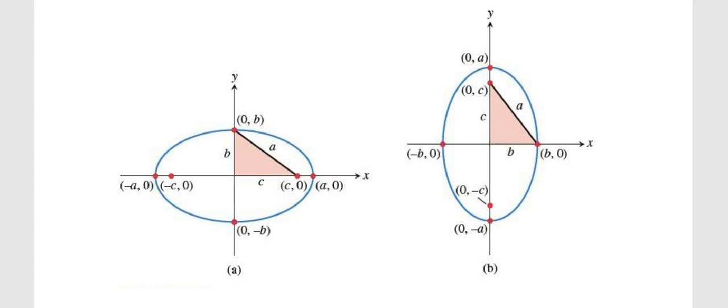Take a look at the picture on the left. Do you see how they used A to come out here to the right and A to come out here to the left? They used A in the horizontal direction. They used B in the vertical direction to come up and to come down to find the edges of their box. They found C and they used that to find the distance to each one of the foci.